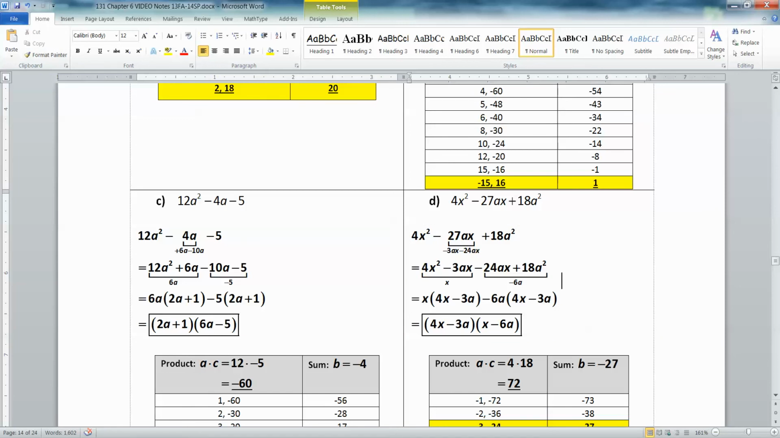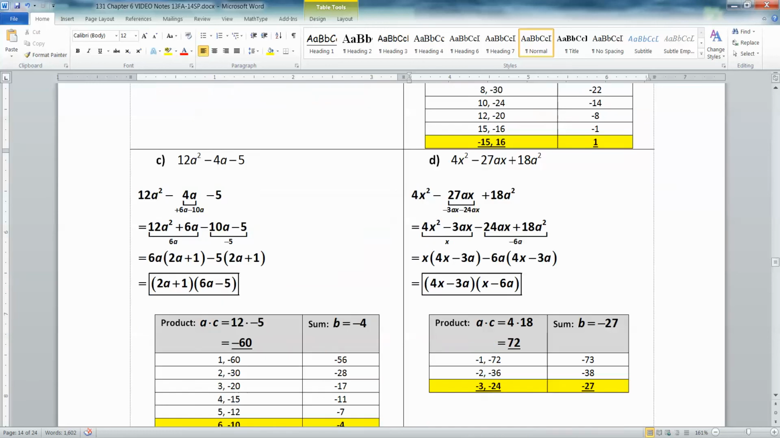All right, now we know how to factor when it's a trinomial, when the leading coefficient is not 1. When it is 1, super easy. When it's not 1, you have to do this a times c business, then find the sum to be equal to b, break up your middle term, and then factor by grouping.